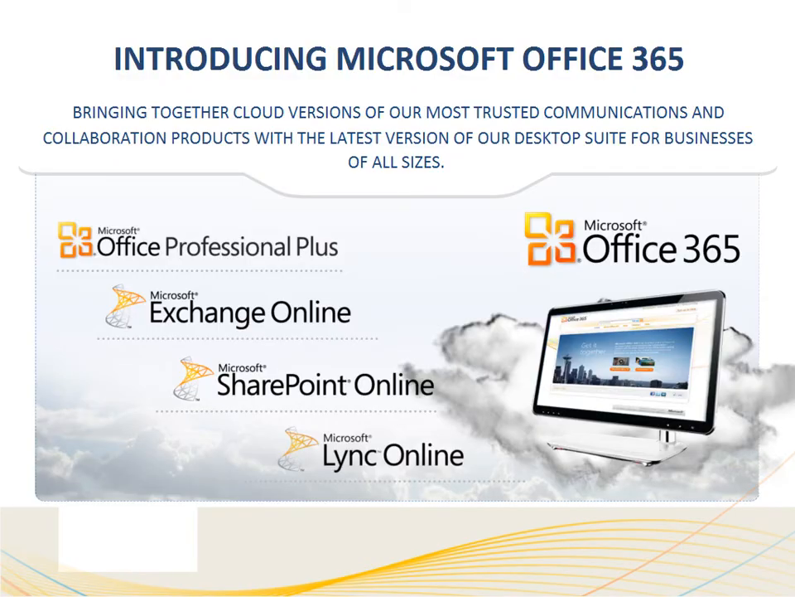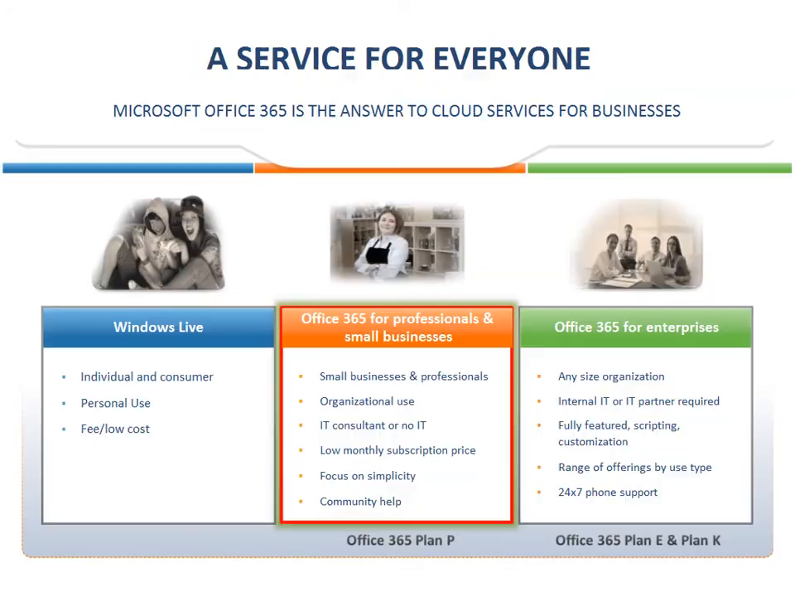So if you're not real familiar with Office 365, it's a bundle between Office Professional Plus, Exchange Online, SharePoint Online, and Lync Online. The two products, as far as the enterprise version versus the small business version, really split between small businesses and enterprises, but there's a third version as well that not a lot of people know about, and that's Windows Live. If you log into Windows Live, you get 25 gigabytes of email storage. You can share documents online, and you can use Office web applications. So that's kind of the free version of Office 365.